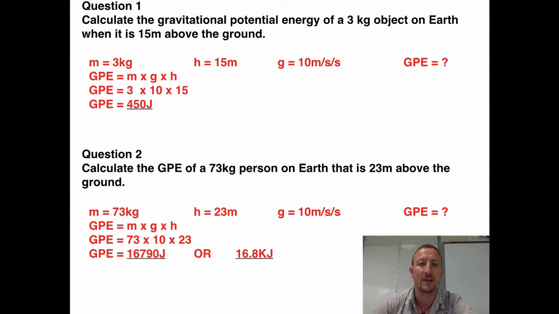We know what the formula is, mgh. Substitute in, so we get 73 for mass, multiplied by 10, which is the gravity, times 23, which is the height above the Earth, comes to 16,790 joules. Or we can rearrange that to 16.8 kilojoules, and I'm rounding to 1 decimal place.